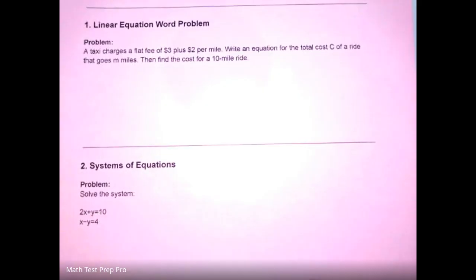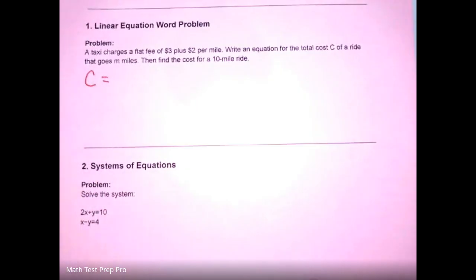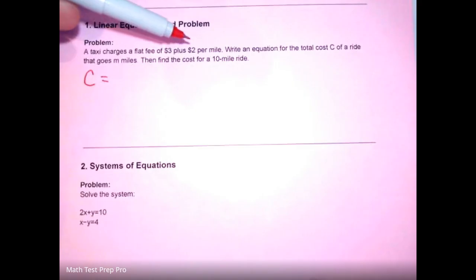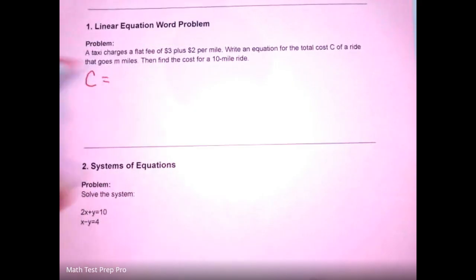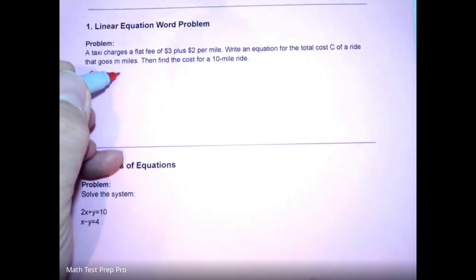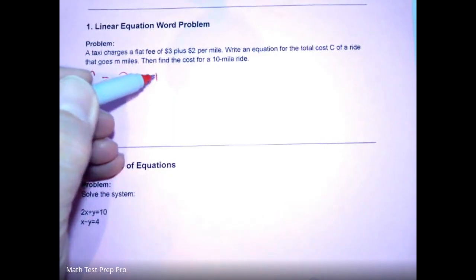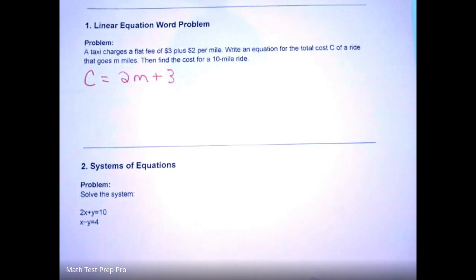So there's two parts to this. First of all, we have to write an equation, and then we have to find the cost of a 10-mile ride. So for the first part, let's do an equation. The cost is going to be C equals, now here we know a taxi charges a flat fee of $3 plus $2 per mile. When you're forming an equation, you kind of work backwards. So plus $2 per mile. We know it's going to be 2m to represent $2 per mile, plus the flat fee of 3. We add that to any mileage calculation to get the total cost. So there we have our equation: C equals 2m plus 3.